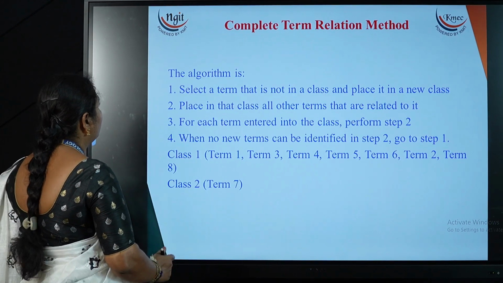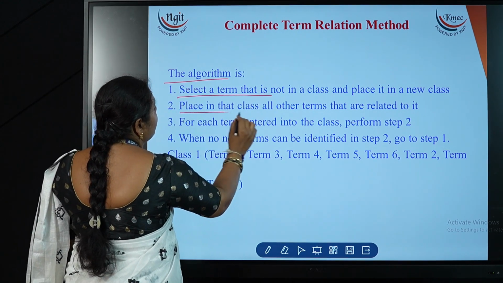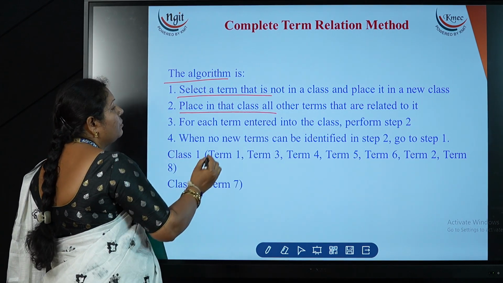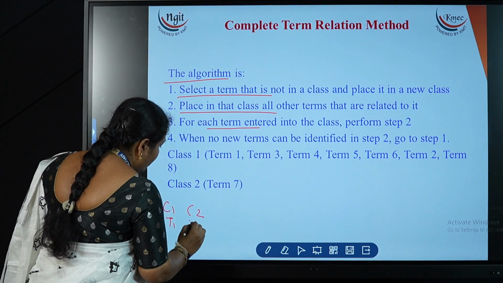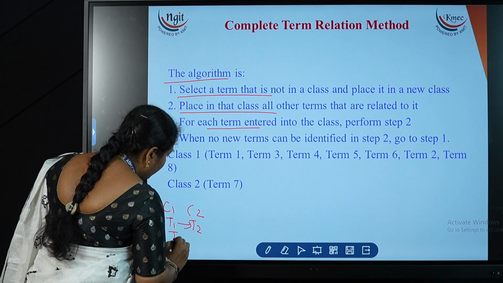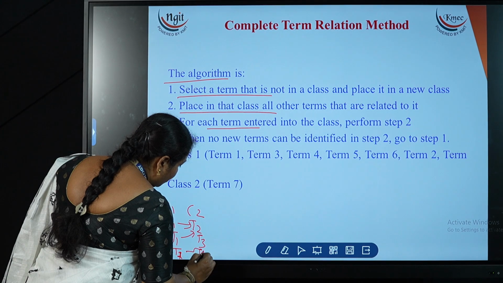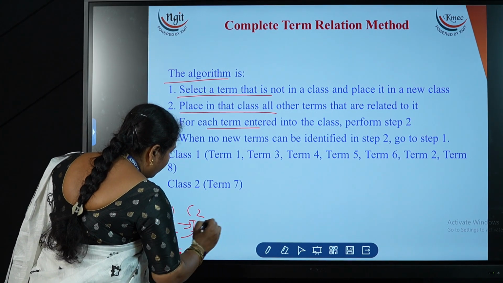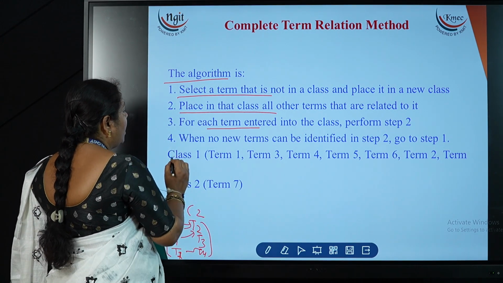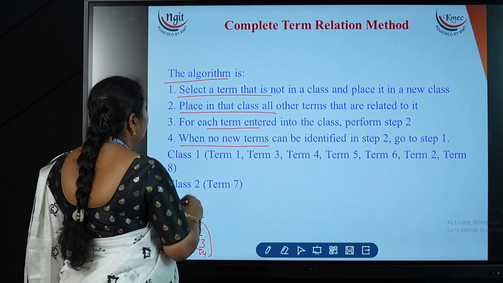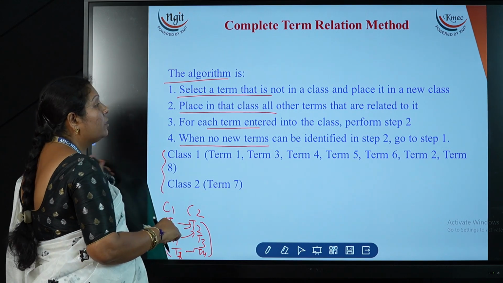So finally, let us remember the algorithm we are following. First, you have to select the term in the class, place it in a class with all other terms and relate it. For each item, suppose you have C1, C2. I'll start with T1, T2. First, I should find the relation of T1, then find T1 with T4. After T1 is done with all the clusters in the second cluster, then you have to go for the next one. After that, when new terms can be identified, or till all the terms are related, then you have to form the class. Thank you.